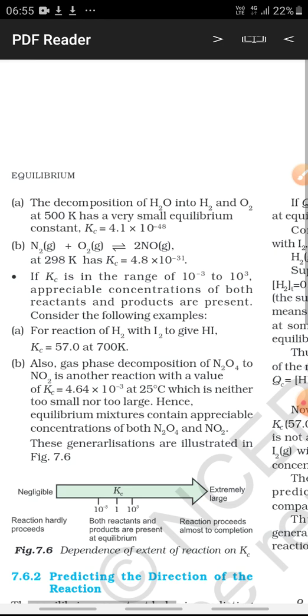For example, for the reaction between hydrogen and iodine to form hydrogen iodide, the value of Kc is 57.0 at 700 Kelvin. Similarly, we can see the gas phase decomposition of N2O4 to form NO2. Here also the value of Kc is 4.64 into 10 raised to power minus 3 at 25 degrees Celsius. So, in such reactions, appreciable quantities of reactants and products both are left even after the establishment of the equilibrium.